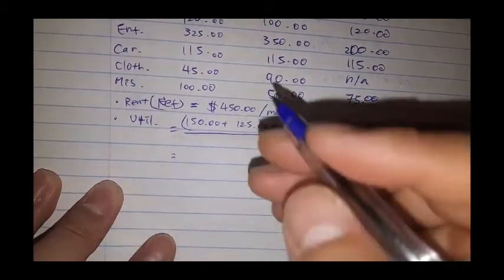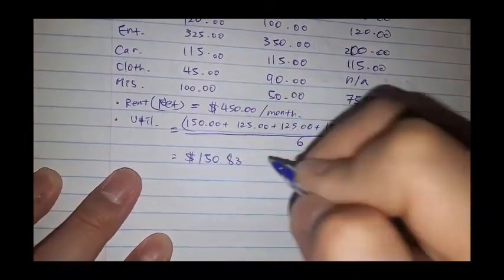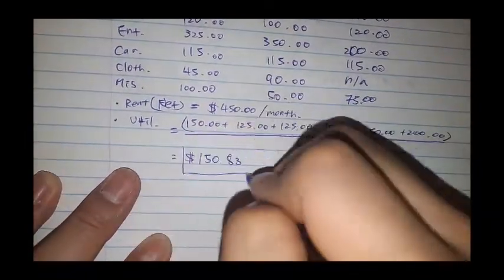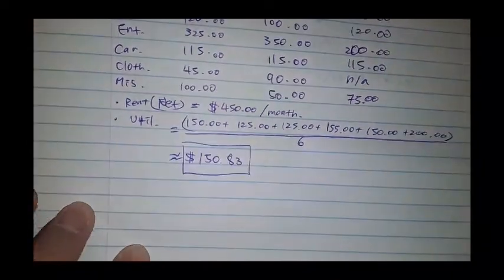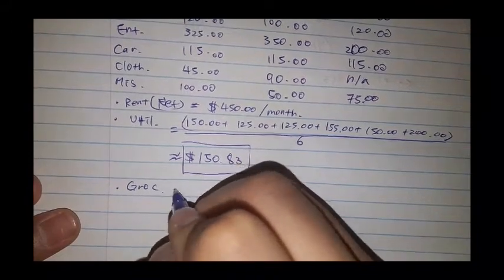Then you have 150.83333, and it's kept going. It's about that amount. Grocery. Do the same thing.